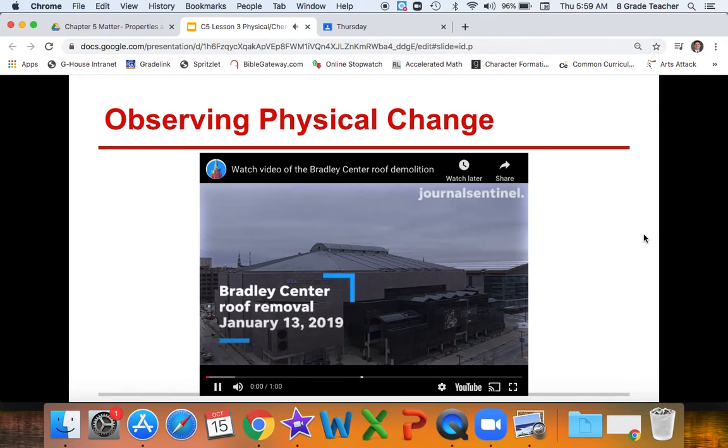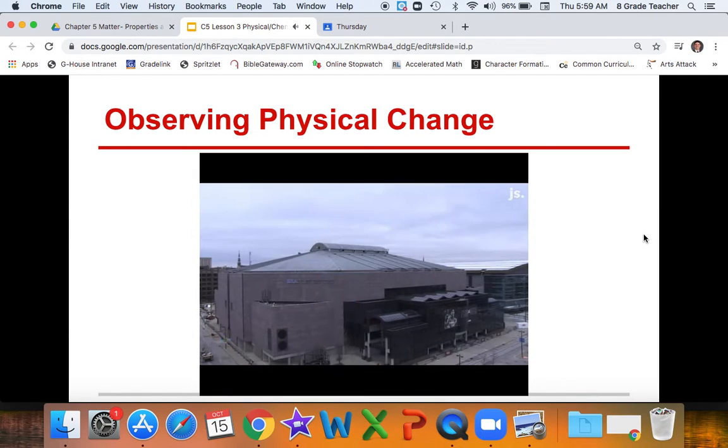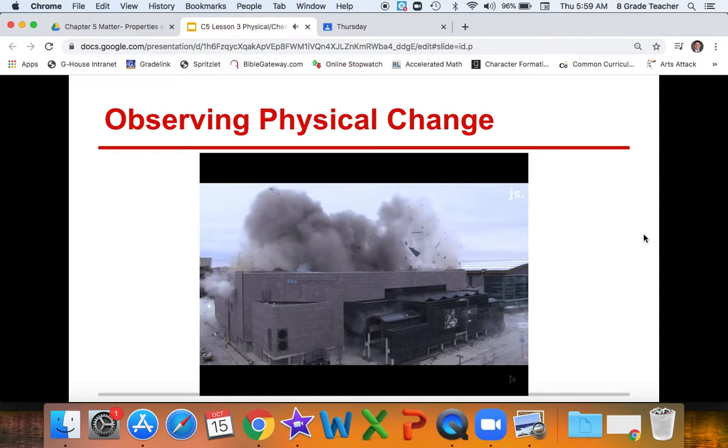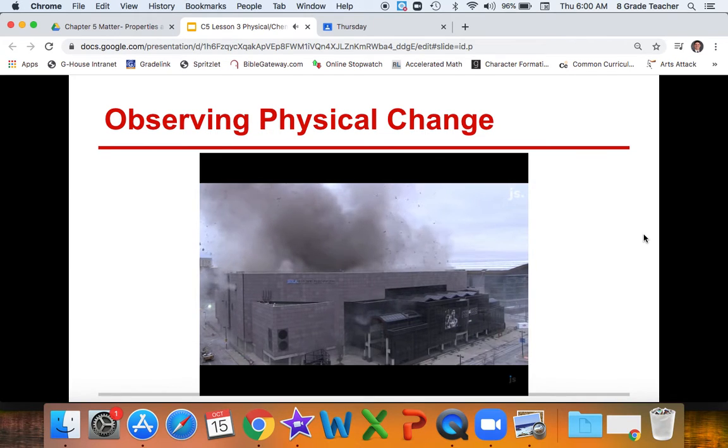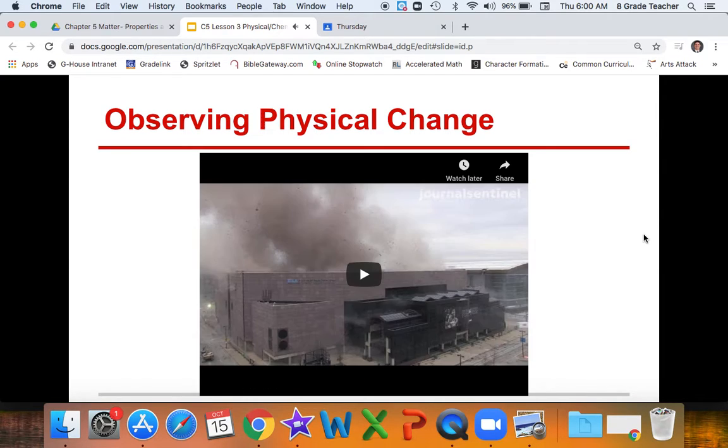One example of a physical change comes from this video, which is from last year, January 13th, of the Bradley Center being completely destroyed. As you know, if you've been downtown in the last year, the demolition process is finally done. Look at that. Huge, massive explosion, takes down the roof, completely destroys the Bradley Center. However, this is considered a physical change, not a chemical change, because guess what? Even though there was this massive explosion, all the different parts of this building are still those same materials.